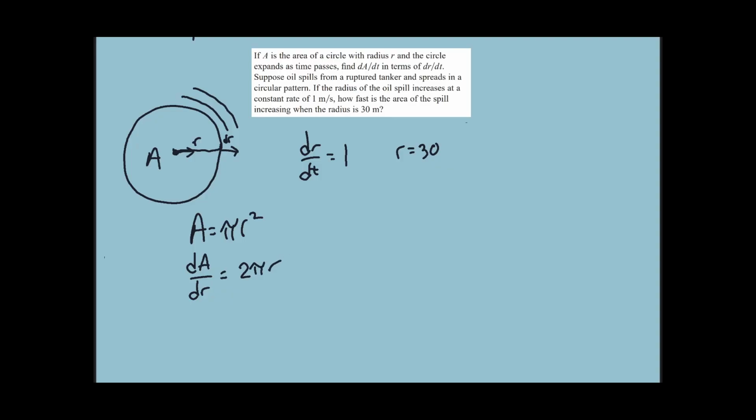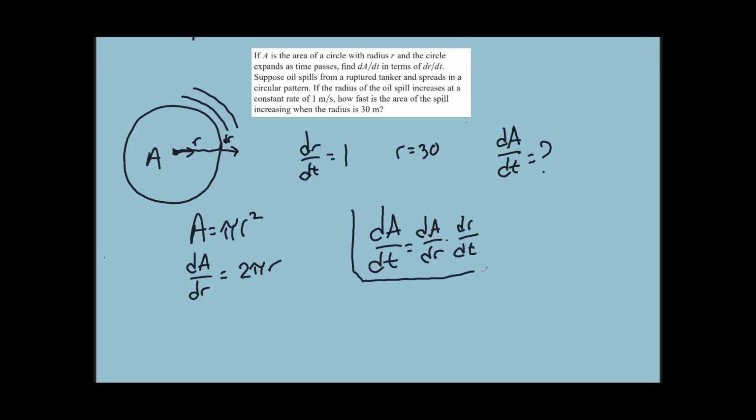And what are they asking for? How fast is the area of the spill increasing? So that would be dA/dt is what they're asking for. So how would I get to that? Well, dA/dt, if I start with dA/dr, I'm going to need to be able to cancel out this dr, so I'll put a dr on top, and I'm going to need to replace it with a dt, so I'll have that on bottom. And this is where the related rates part comes in. This is what they mean by related rates. If you take these different derivatives, you can use them to figure each other out.